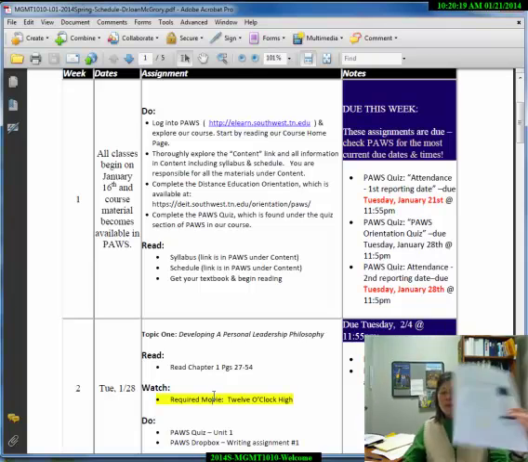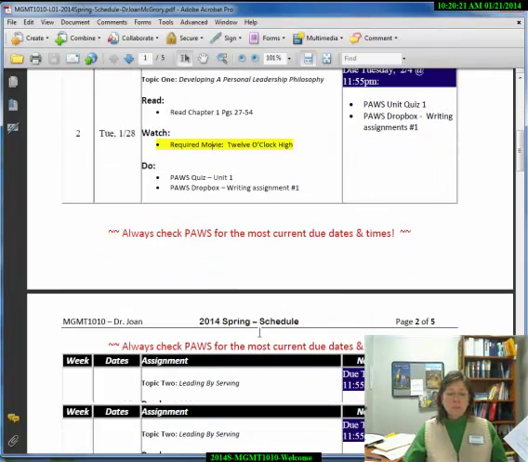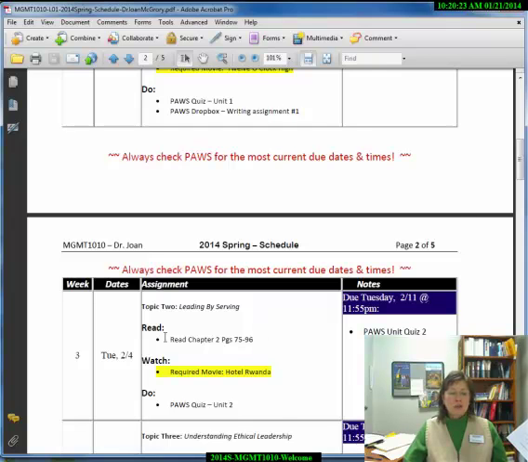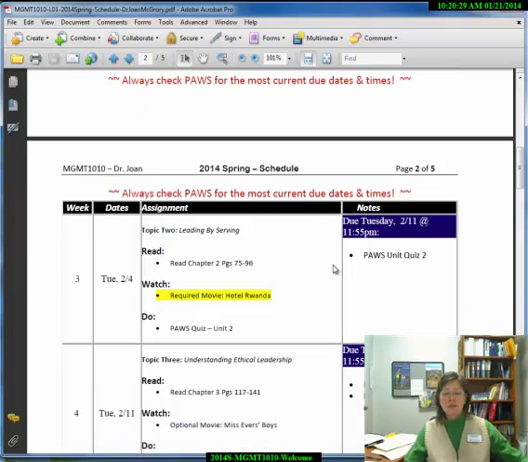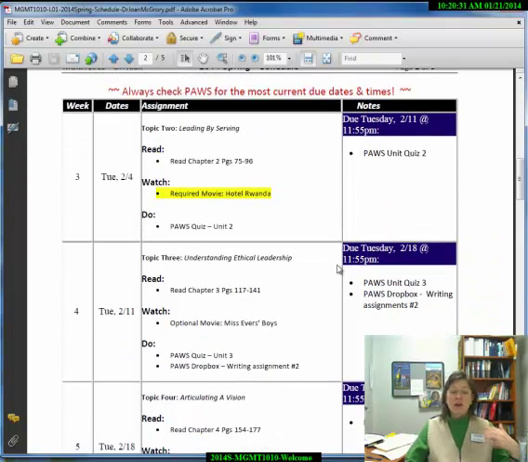So this schedule, and you're going to be able to look through it, has the assignments, what you need to read, what you need to watch, what you need to do. It tells you the upcoming due date, right? And so you can stay on task.